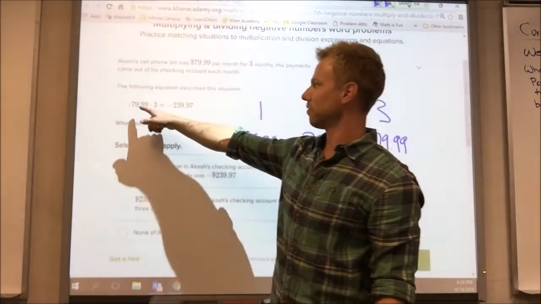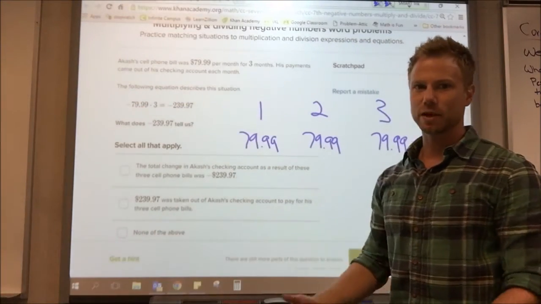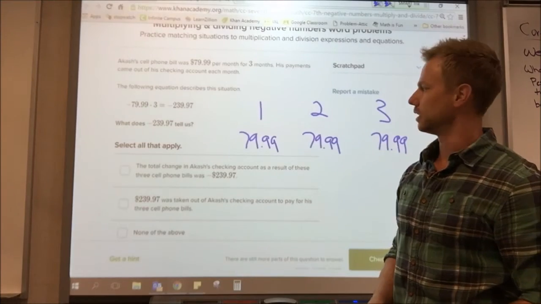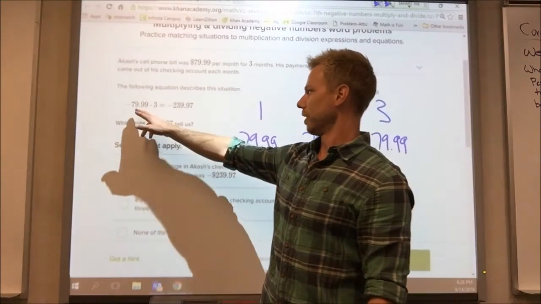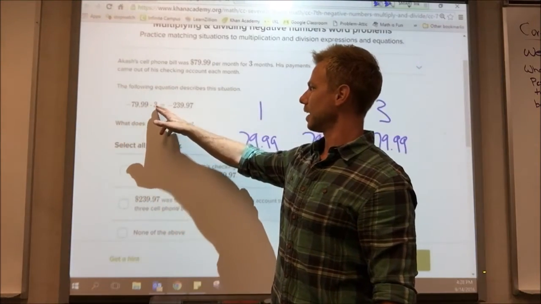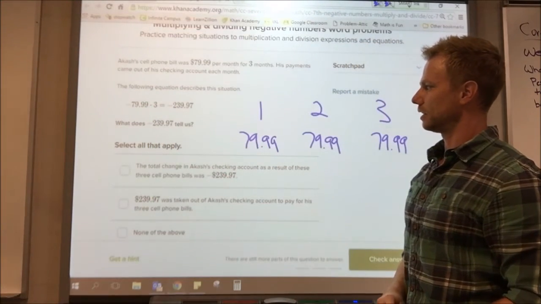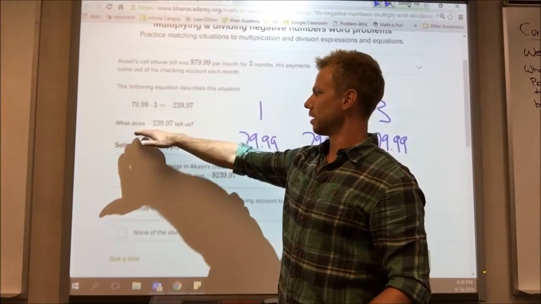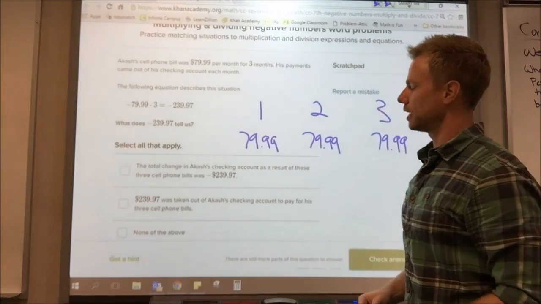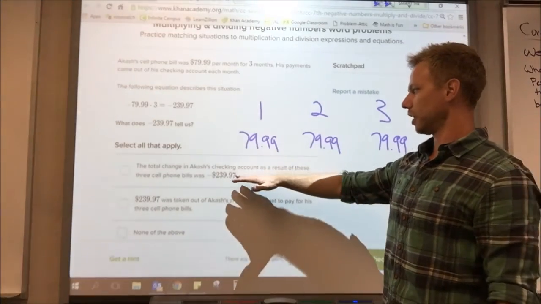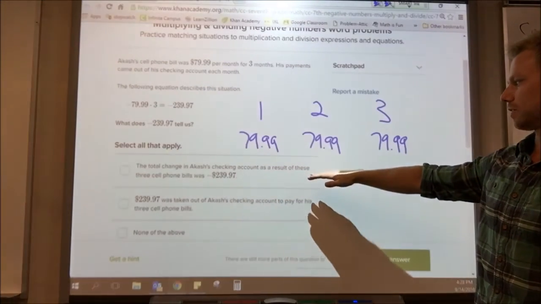And they put a negative number because that money is coming out of his checking account. It's a decrease in the amount of money in his checking account. So we have negative $79.99 times 3 equals negative $239.97. It asks, what does negative $239.97 tell us?